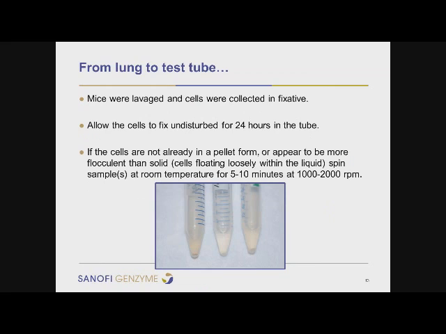So from lung to test tube, the mice were lavaged and the cells were collected in fixative, according to plan. I allowed the cells to fix undisturbed for 24 hours in the tube, and I used neutral buffered formalin as my fixative here. And if the cells are not already in a pellet form after 24 hours, or if they appear to be a little more flocculent than solid, that is, floating within the liquid, I would spin them down at room temperature for about 5 to 10 minutes at 1,000 to 2,000 RPMs.